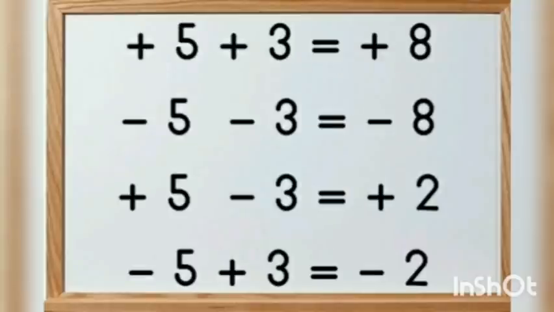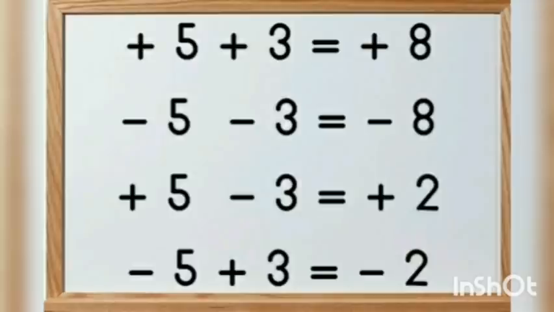Here are a few examples. First one, plus 5 and plus 3. Here, both the signs are plus, so we have to add. 5 plus 3 is equal to 8, and the sign of 8 will be plus as both the signs are plus. Second, minus 5 minus 3. Both the signs are minus, so we have to add. 5 plus 3 is equal to 8, and the sign of 8 will be minus here as both have got minus sign.